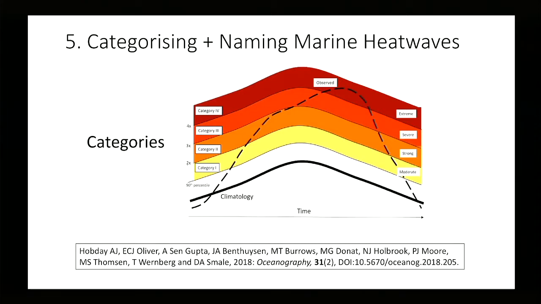So a Category 1 marine heat wave would run from the 90th percentile to 2 times that difference from the 90th percentile to the climatology. And then a Category 2 would be from that 2 times to the 3 times, and so on. With that kind of framework, we could have an event that runs through in time like this, and we can see over time as it evolves from a Category 1 to a Category 2, 3, 4, or not necessarily get there.